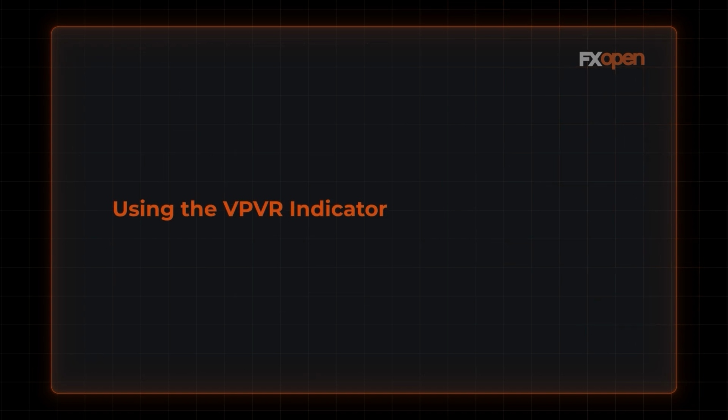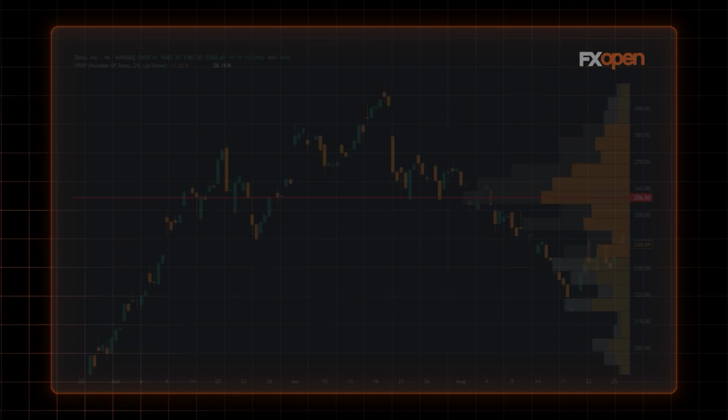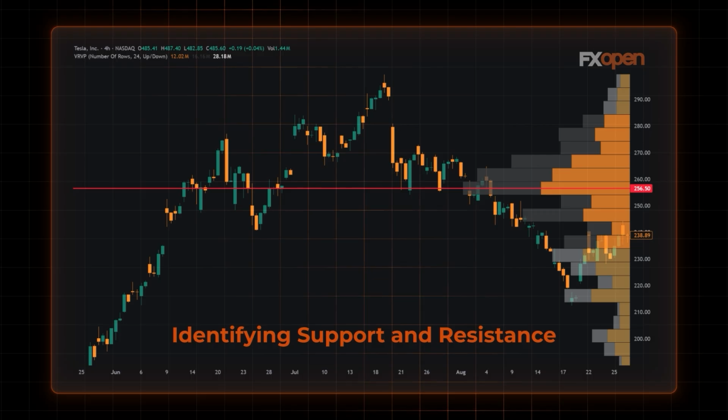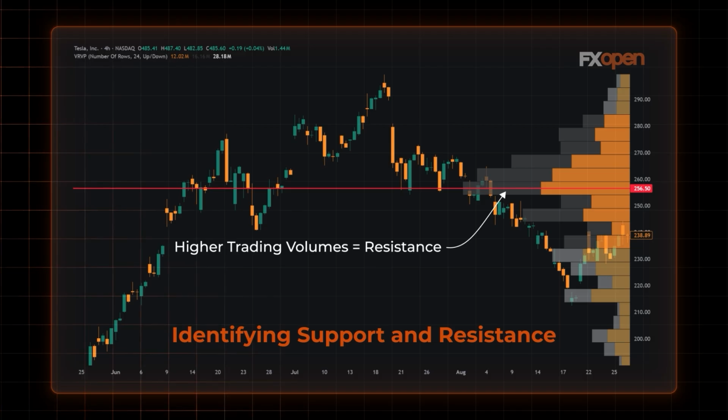Traders can implement the indicator into their trading strategy in several ways. The first one is for identifying support and resistance levels. The tallest volume bars indicate zones of heavy trading activity. These zones often act as support and resistance, where price tends to react or consolidate. When price revisits these levels, traders often anticipate potential reversals or slowdowns.